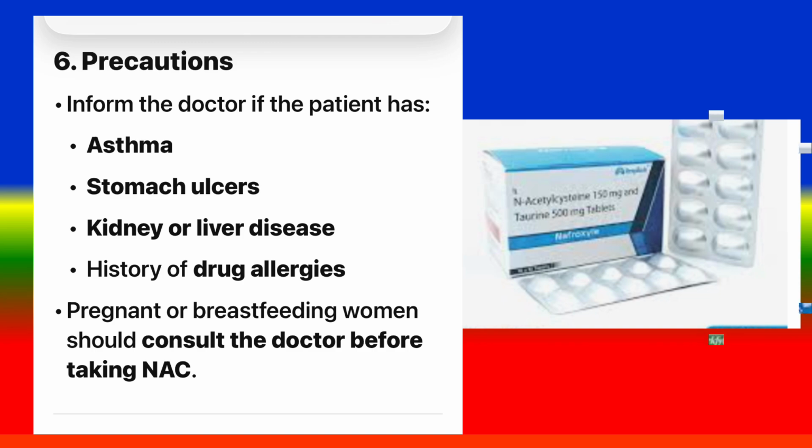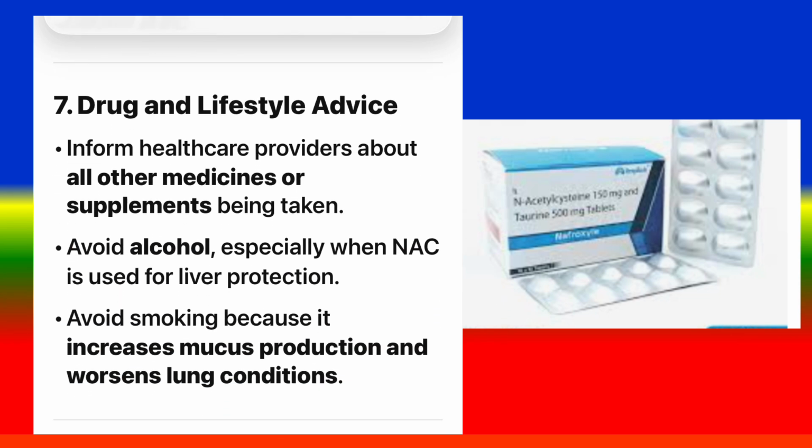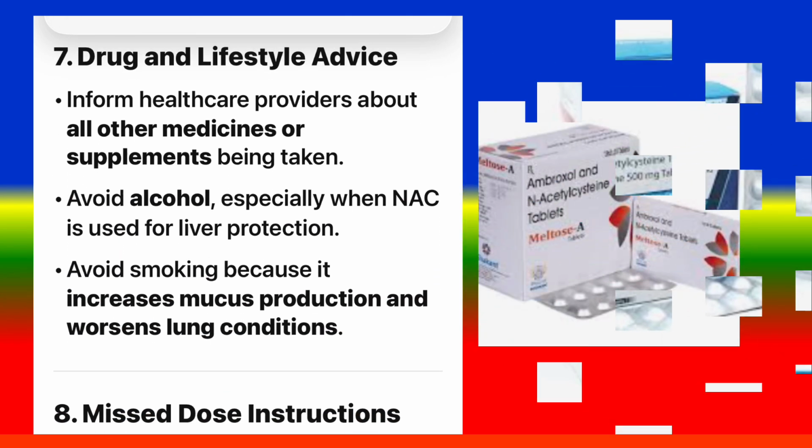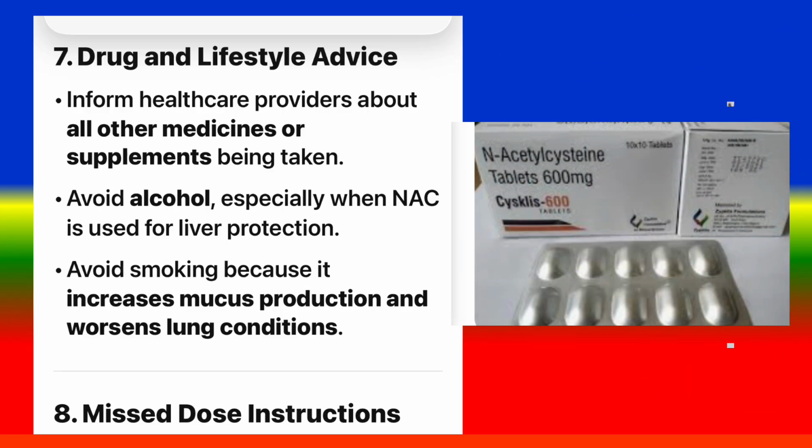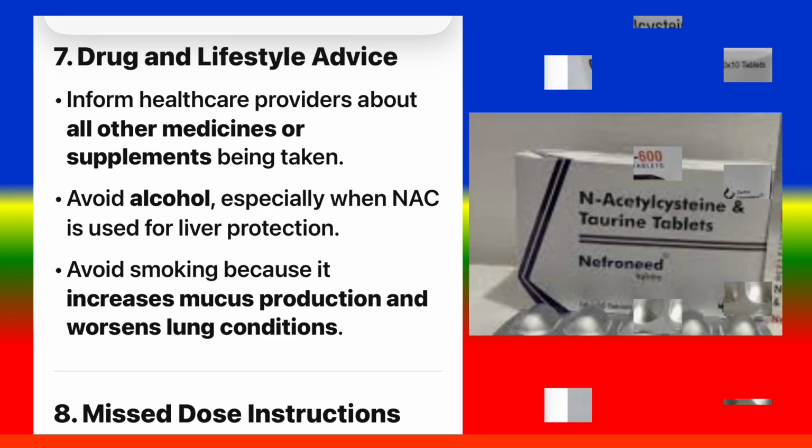Number 7. Drug and lifestyle advice. Inform healthcare providers about all other medicines or supplements being taken. Avoid alcohol, especially when NAC is used for liver protection. Avoid smoking because it increases mucus production and worsens lung conditions.